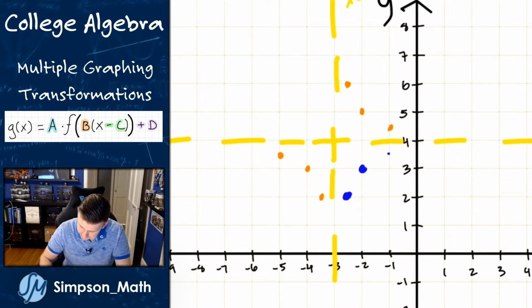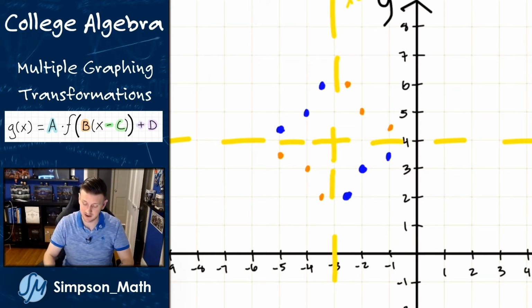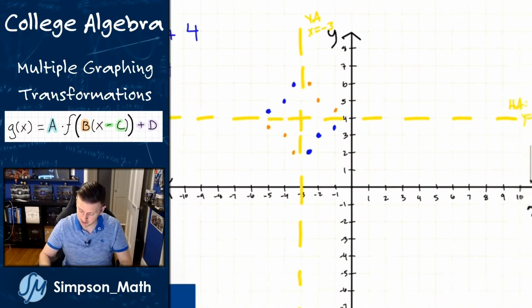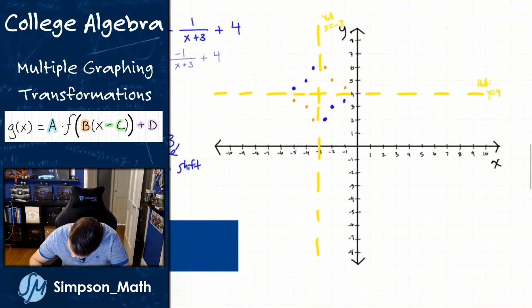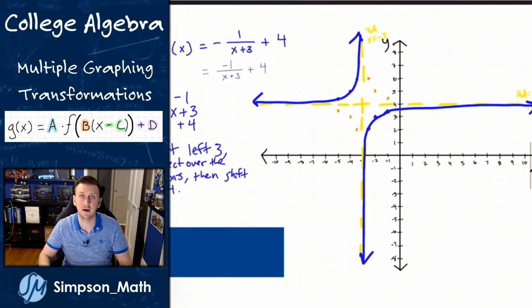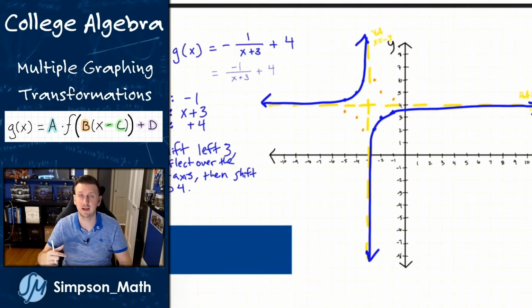So I'm reflecting these dots over this pretend x-axis. And we do the same thing to the other set. So I have reflected over the x-axis, but I did it at this pretend origin. All right, so now let me spoof the dots. All right, so there we have it. We've graphed negative 1 over x plus 3, plus 4. And I did that, in my opinion, in the most efficient manner.